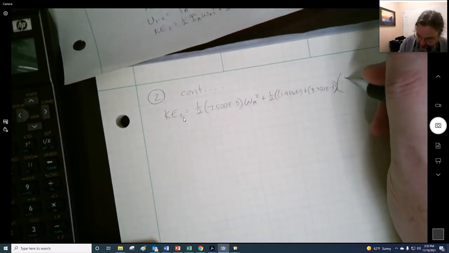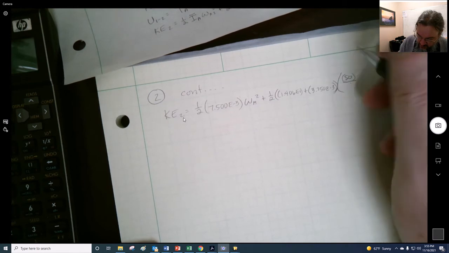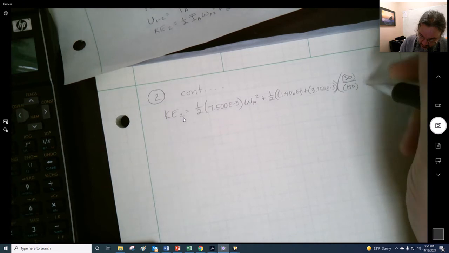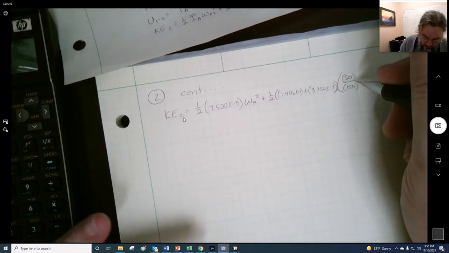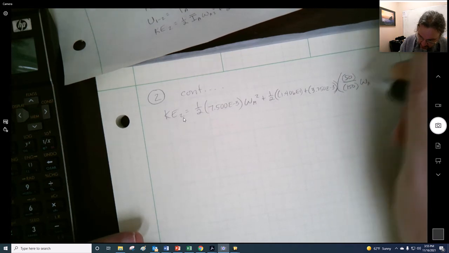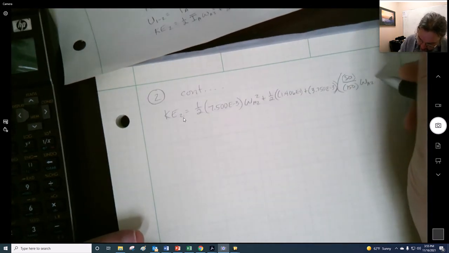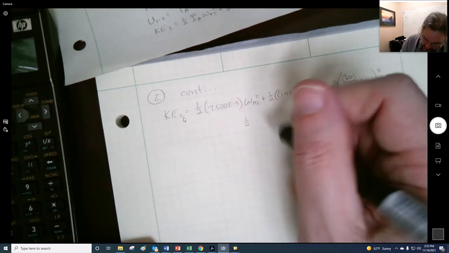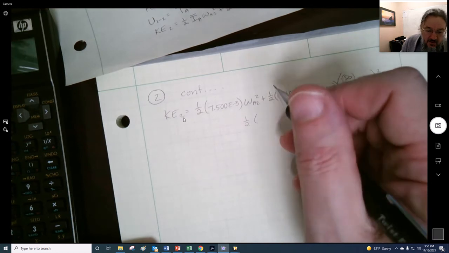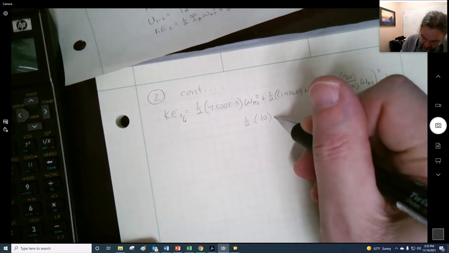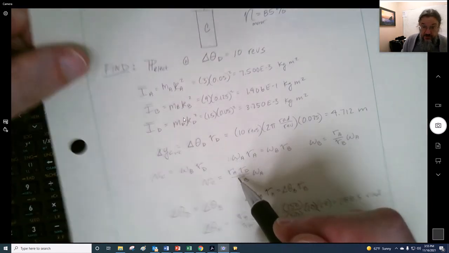RA is, and this is a ratio, so we can use millimeters, over B, 150. Yes, okay, that makes sense. That's going to be omega A2 squared plus 1/2 mass of C, 10 kilograms. And the velocity of C, though, is going to be this right here.